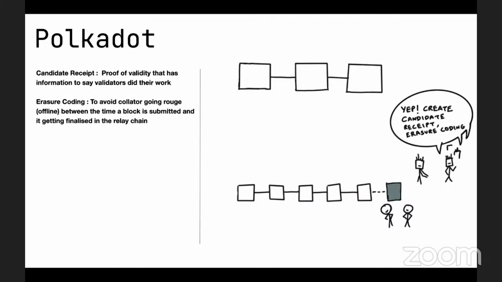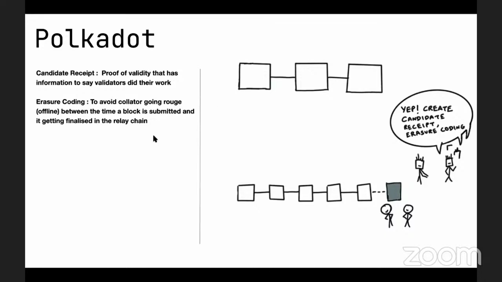In simple terms, a candidate receipt is this. It's a proof of validity that this group of validators have indeed validated this block's contents, and then they're giving a candidate receipt saying that this block is a good, valid candidate to be added to this blockchain, right?